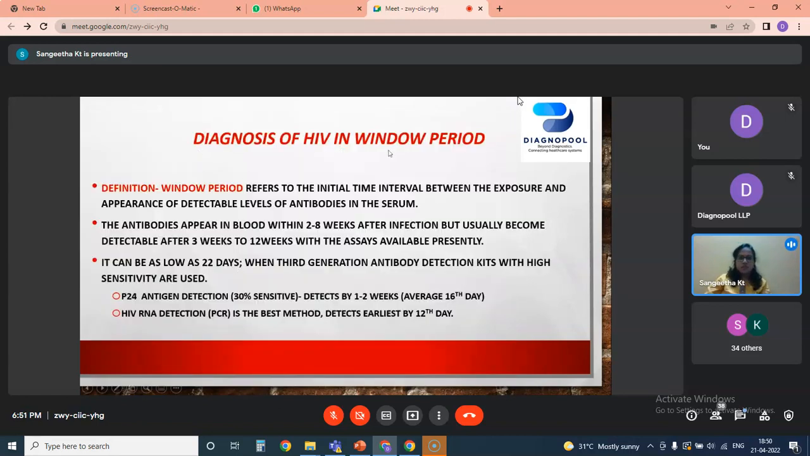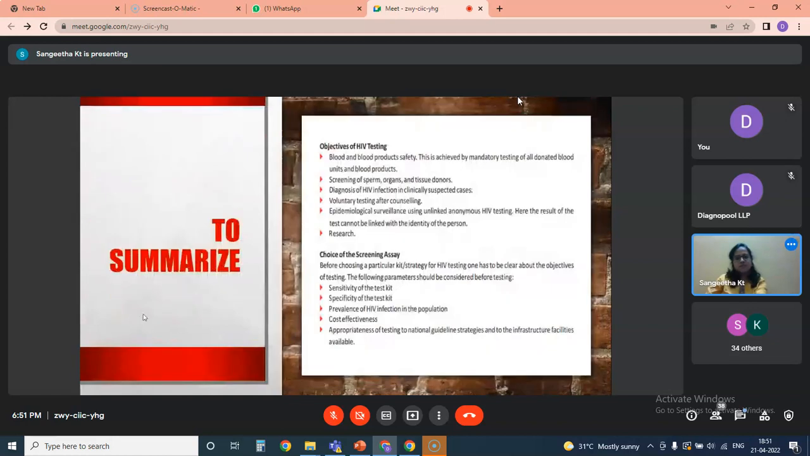And then last is the diagnosis of the HIV window period. The window period, I have already mentioned, is a period where the antibodies cannot be detected. During this period, we have the HIV DNA or RNA PCR assays, and we can even detect by P24 antigen detection assays. So to summarize, we need to know what we are doing an HIV test for. Suppose we are doing it for screening for blood and blood product safety, for diagnosing HIV infection in a clinically suspected case, for voluntary testing after counseling, for epidemiological surveys, or for a research purpose. Accordingly, you need to strategize what algorithm you need to use.